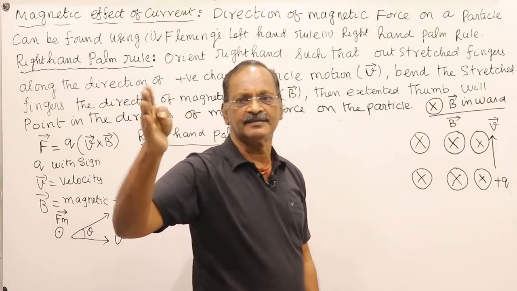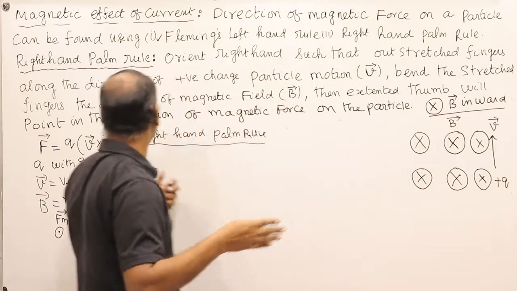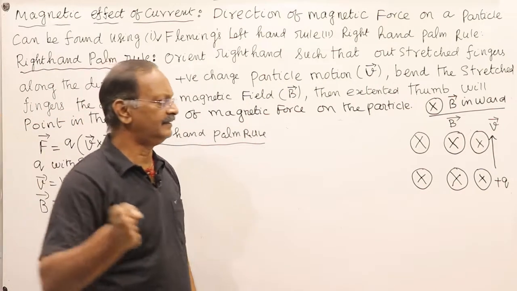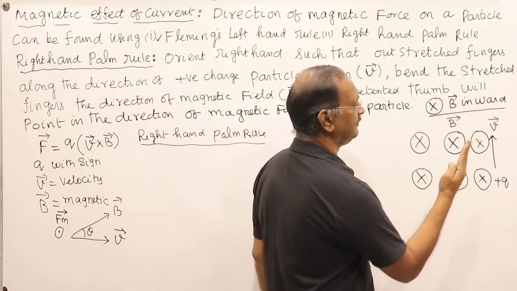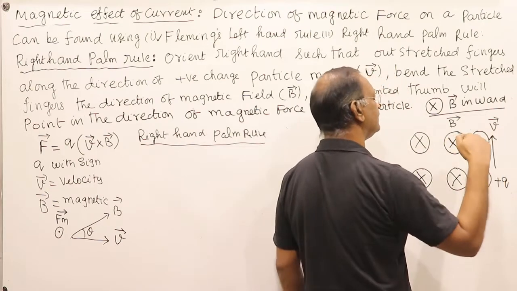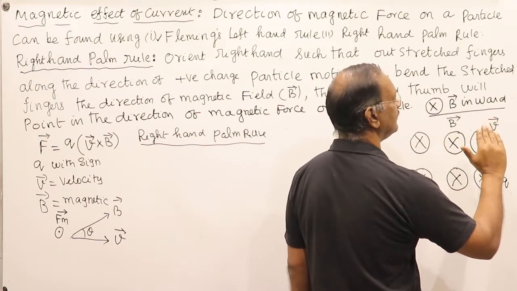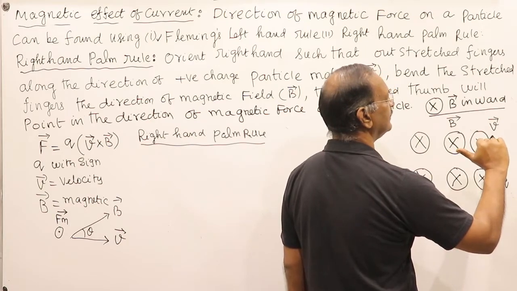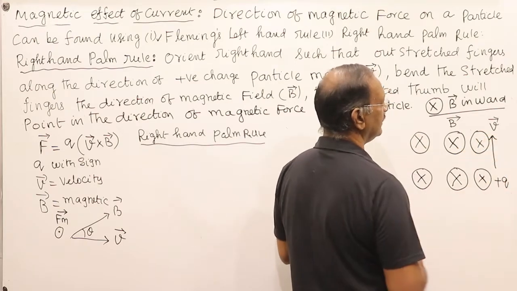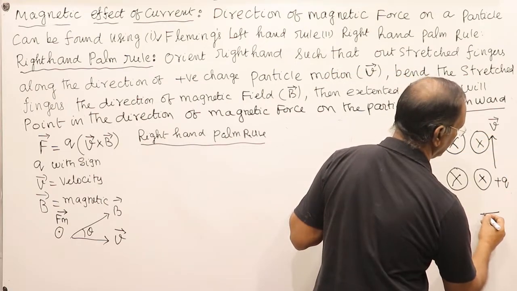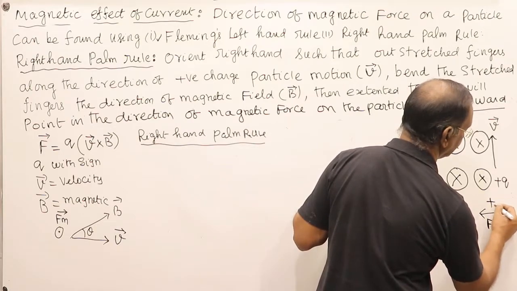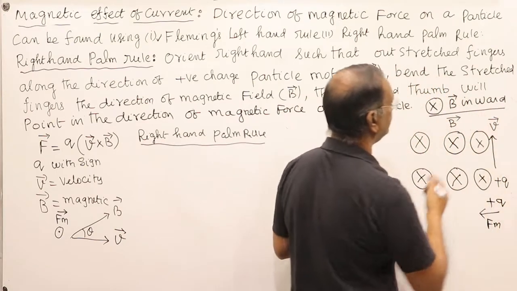Now let us orient it. This is the extended finger. First we have to use V, then move it towards B. V is in this direction. The magnetic field is inside. So we move like this. Where is the thumb? The thumb is in this direction. For this condition, it means the magnetic force is in this direction. This is for a positive charge with velocity this way.